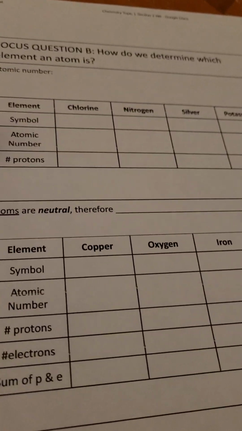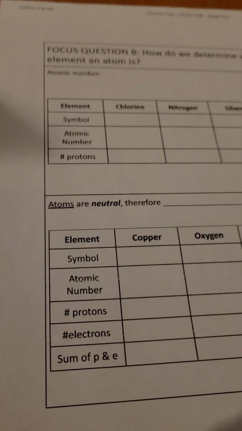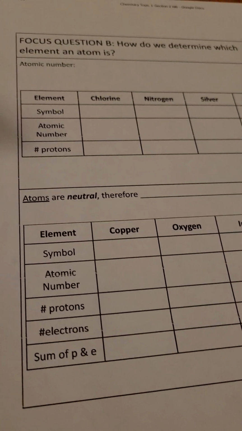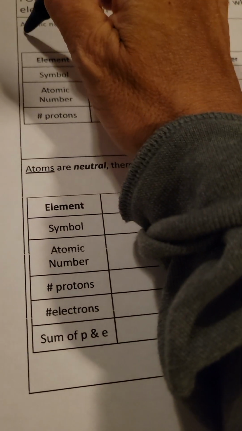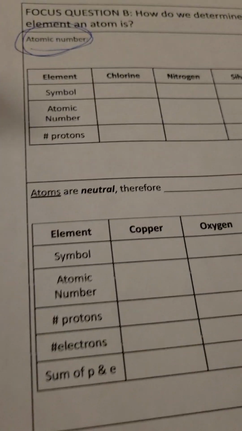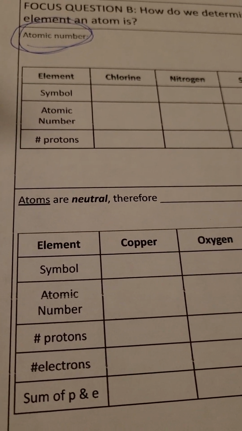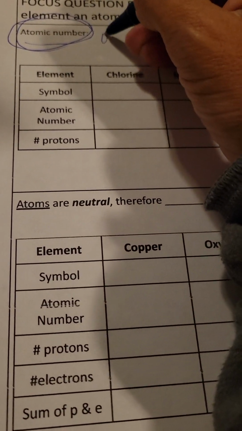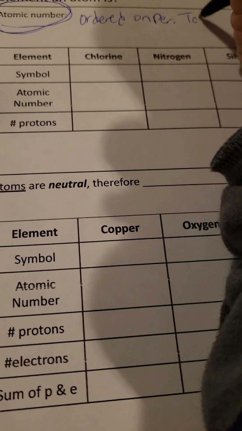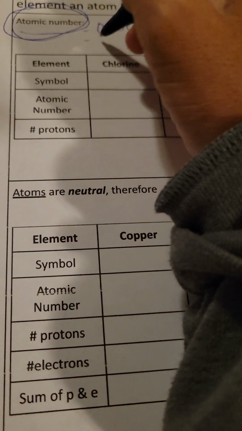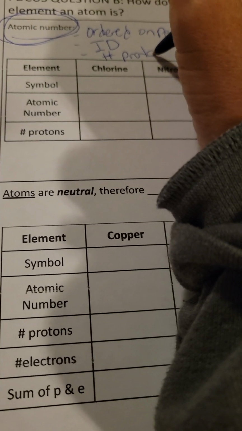So first off, we've talked about the particles that are inside an atom, and so those are basically going to be what are important to determining what an atom is. So the first thing we're going to talk about is the atomic number. So the atomic number is the number on the periodic table that they're ordered by, and that represents its identity, and it represents the number of protons.